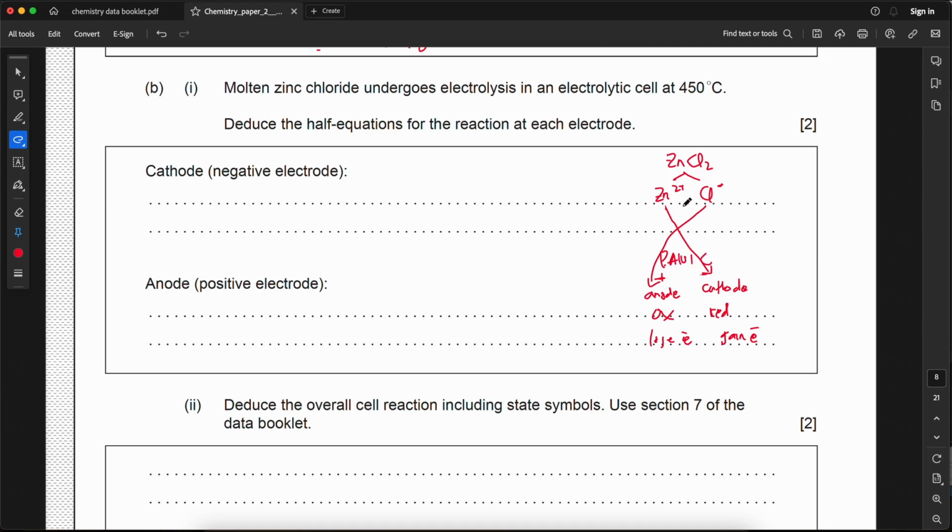Okay, so Cl will experience oxidation, which is losing the electron. So that would be 2 Cl minus going to Cl2 gas and losing electrons, and zinc will experience reduction, producing zinc liquid. Okay.